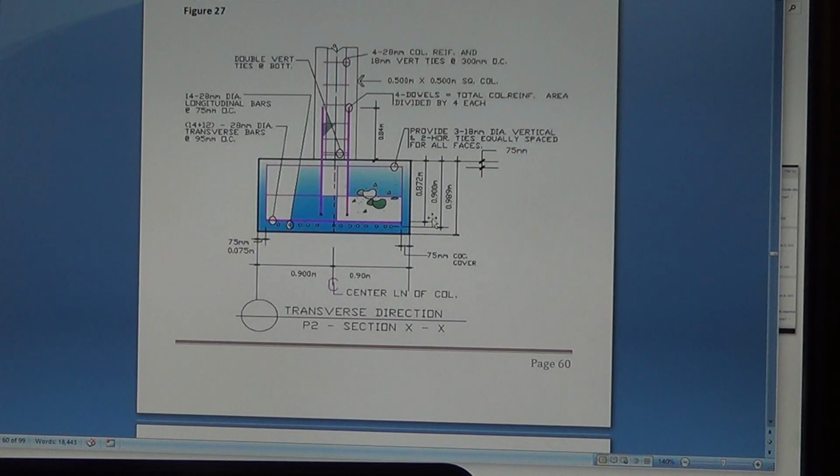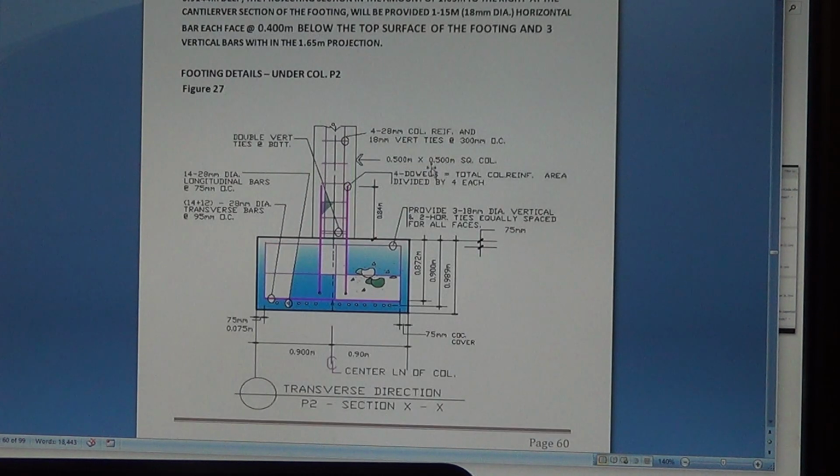Here is the transverse direction. Here's how it looks. See here, this is the longitudinal bar. These are the bottom bars, and this 0.9 here is how deep it is from the top to the centroid of the longitudinal reinforcement.